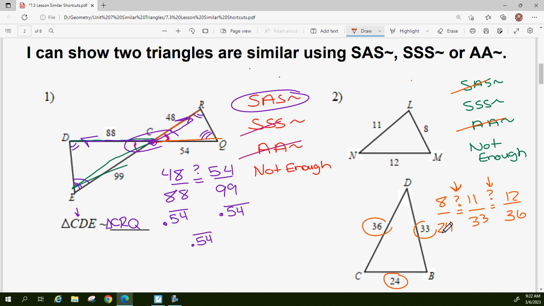Just divide them. 8 divided by 24, 11 divided by 33, and 12 divided by 36. They all give you the same decimal, 0.3 repeating, which is 1/3. And so that means that all the corresponding sides create fractions that are equal. All these sides are in proportion. That means we have similar triangles using a side, side, side shortcut.